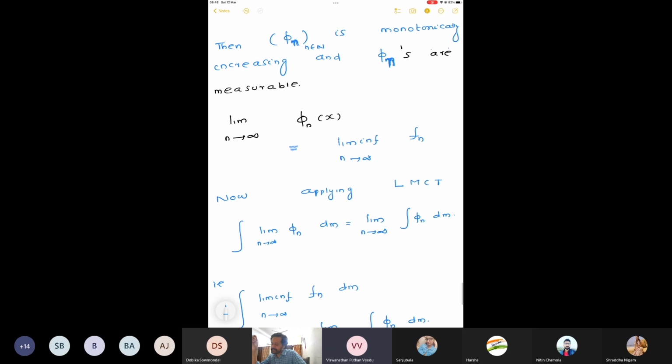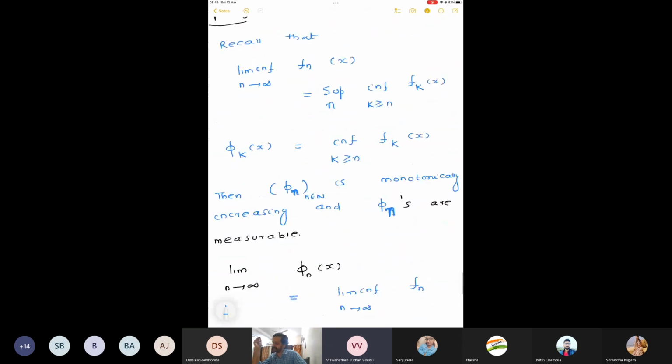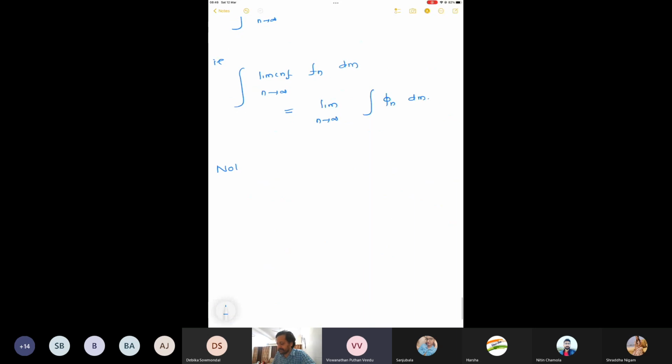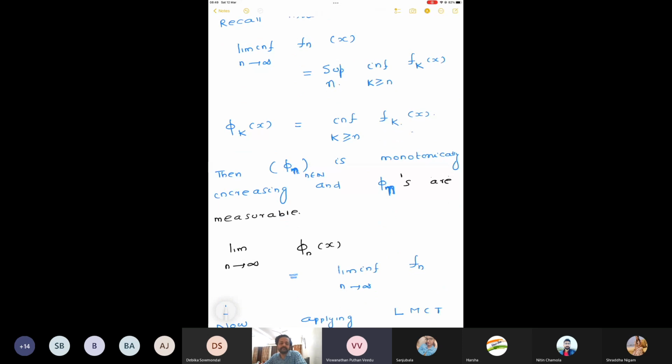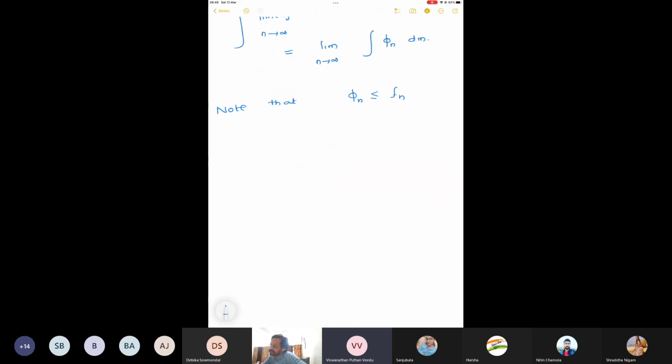Now, note that phi_n is less than or equal to f_n. Why? See the definition of phi_n. Phi_n is an infimum. So do you agree? Yes or no? Yes, sir. So the integral of phi_n is less than or equal to the integral of f_n. Both are monotonic and such a result we have proved. Therefore, the limit as n tends to infinity of the integral of phi_n dm is less than or equal to, can you complete?